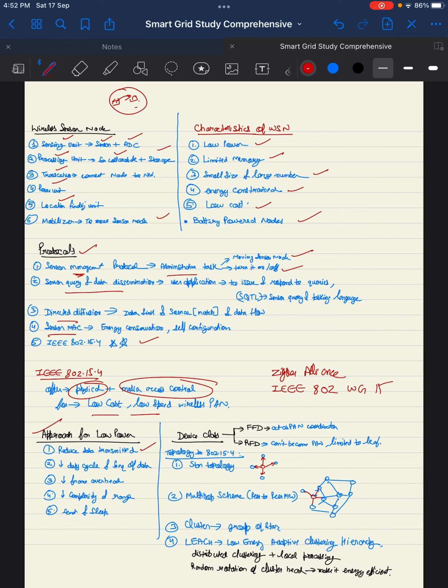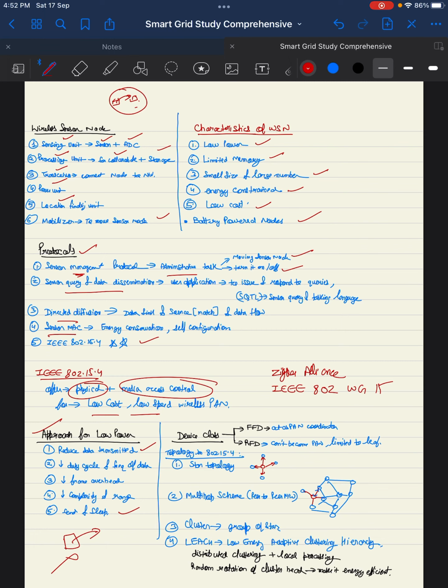Decrease the overhead. That is also one point. Decrease the complexity and the range. If we reduce the range, then also we can use low power. And send data and sleep. This is one of the most important. Like, this is our sensor, it sends the data and just switches off, sleeps. That saves our power because it's not switched on. So this is the mode of IEEE 802.15.4.